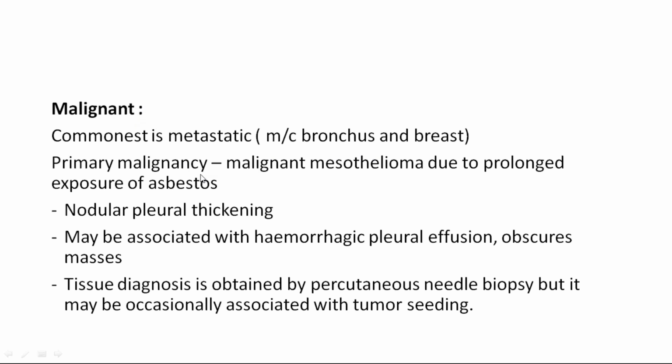Malignant pleural tumors. The commonest is metastatic tumors. Most commonly, they arise from the bronchus and breast. Primary malignancy is malignant mesothelioma due to prolonged exposure to asbestos. Nodular pleural thickening may be associated with hemorrhagic pleural effusion, obscures the masses, and tissue diagnosis is obtained by percutaneous needle biopsy, but this is usually contraindicated because it will lead to tumor seeding.